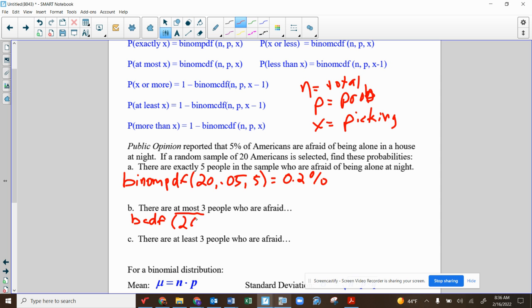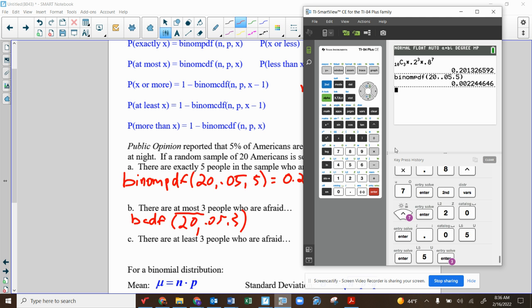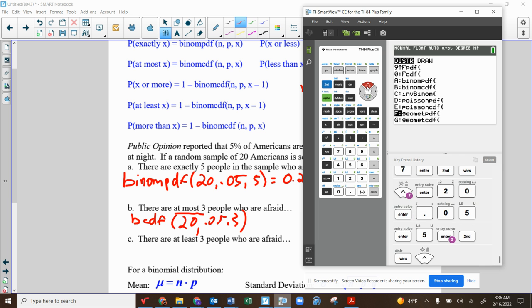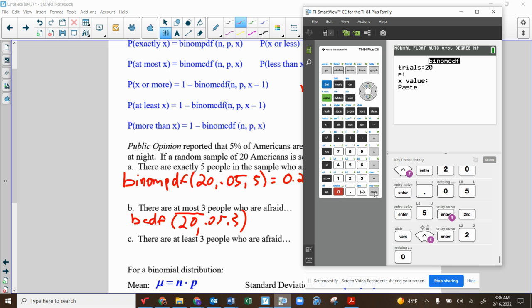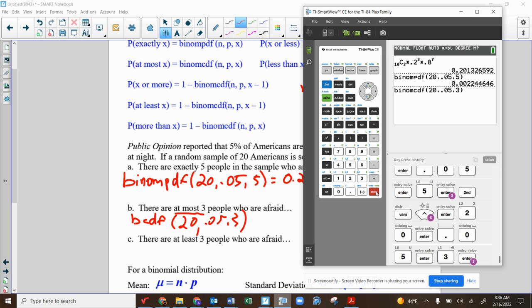Okay, sorry. So then you'd have 20, 0.05 and then X, so 3. So second vars, binomial CDF this time, 20, 0.05, 3. Okay, so when this is doing at most, this would be doing 3, 2, 1, or 0 is what that would account for. All right, so 98.4%.